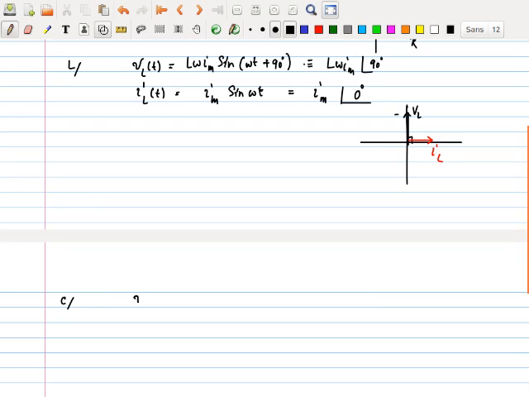You can write VC of t is equal to Vmax times sine of omega t, and IC of t is equal to Vm over C omega sine of omega t plus 90. Can you check this and see?